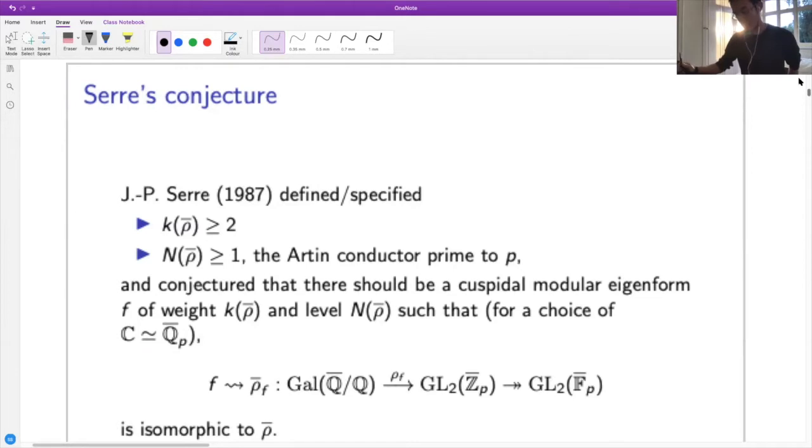And Serre's conjecture says that there should be a cuspidal modular eigenform f of weight k(rho bar) and level N(rho bar), such that its associated mod p Galois representation, which is the reduction modulo p of the characteristic 0 Galois representation associated to f in the sense of Eichler-Shimura, Deligne, and so on, would recover the rho bar you start with.